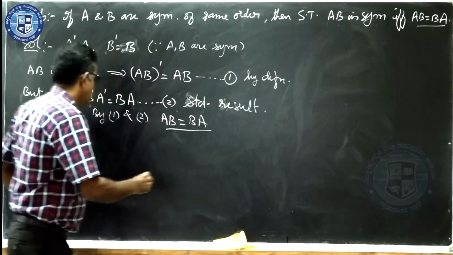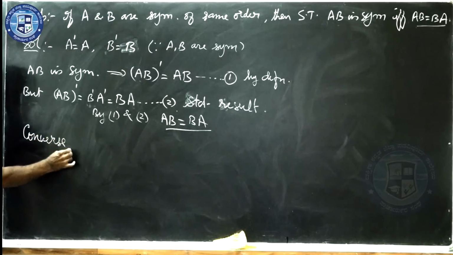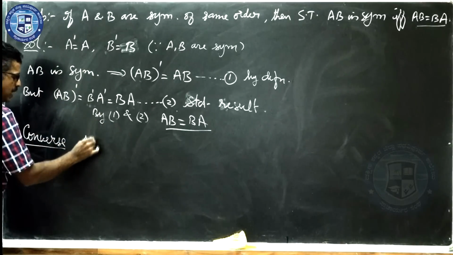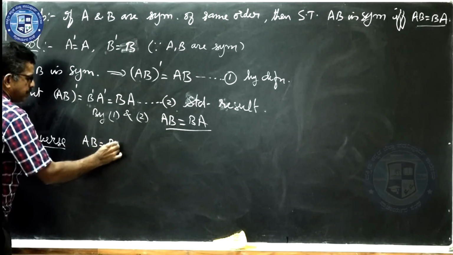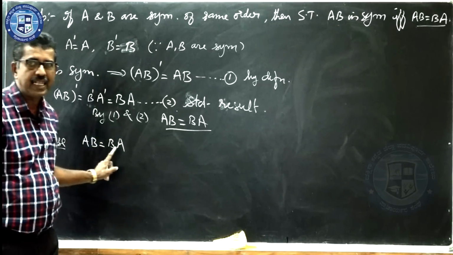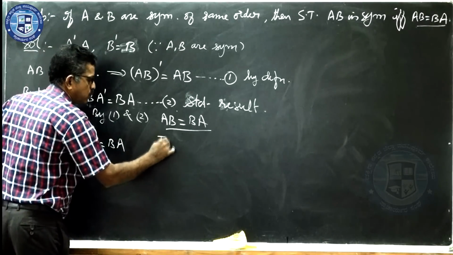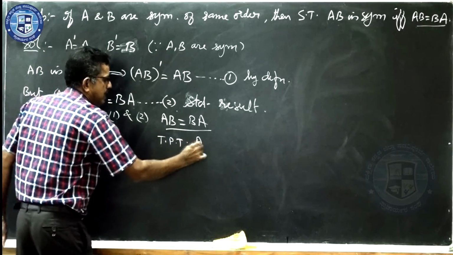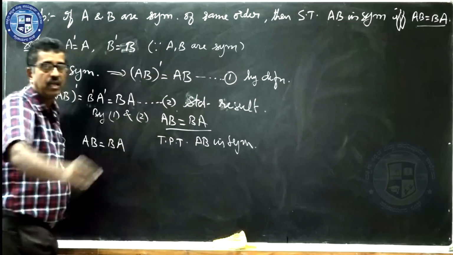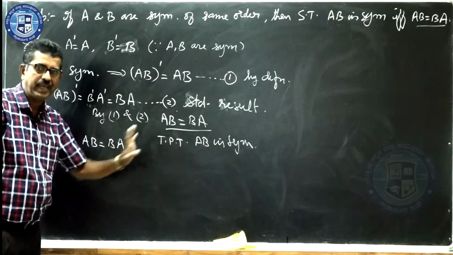Now, the converse means reverse, okay, in the reverse direction. I assume that the second one is true. If AB is equal to BA, suppose you just take AB is equal to BA, we have to prove that AB is symmetric. To prove that AB is symmetric, this has to be proved, taking that AB equals BA. So, we have to prove that AB is symmetric.